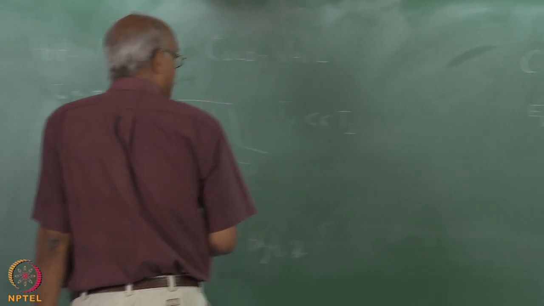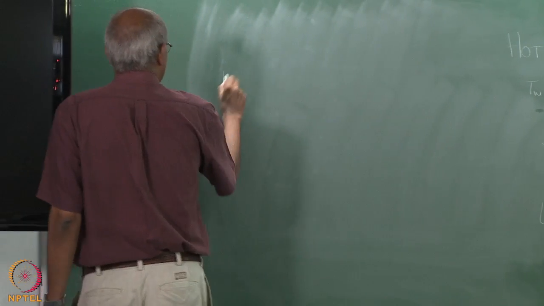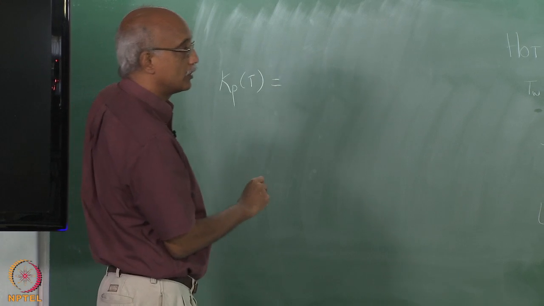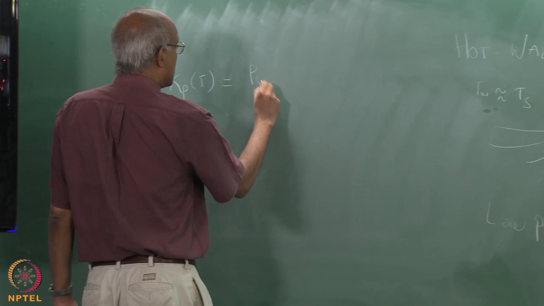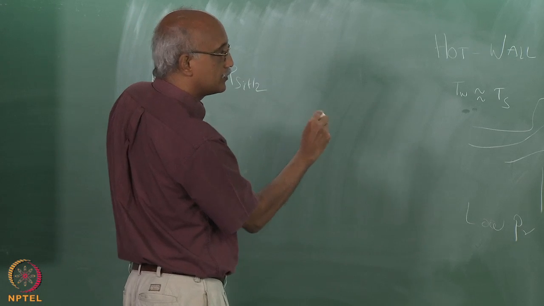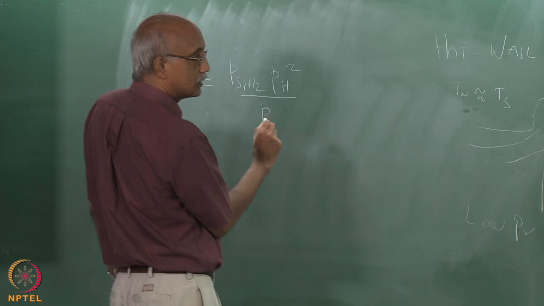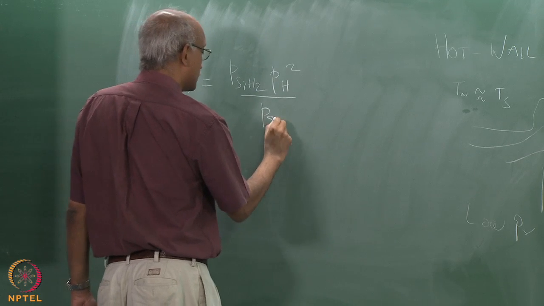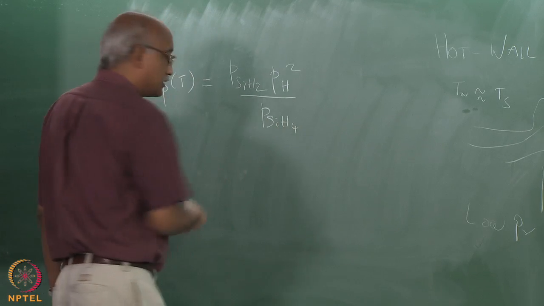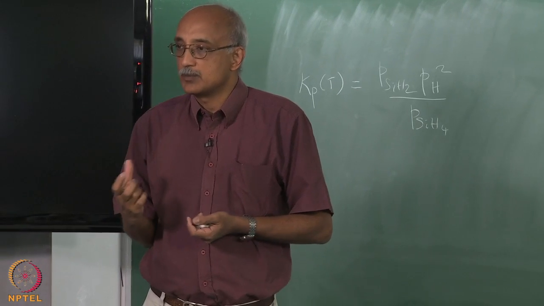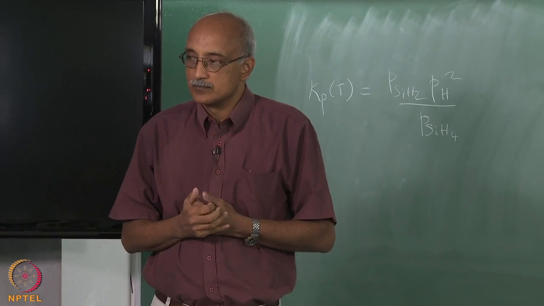So, you can write some Kp, a function of temperature, equals P_SiH2 times P_H2 squared over P_SiH4, where this Kp you can write as some Kp0 times exponential of minus delta G by kT. So, you can actually calculate the rate constant from the thermodynamic properties of the reacting species.